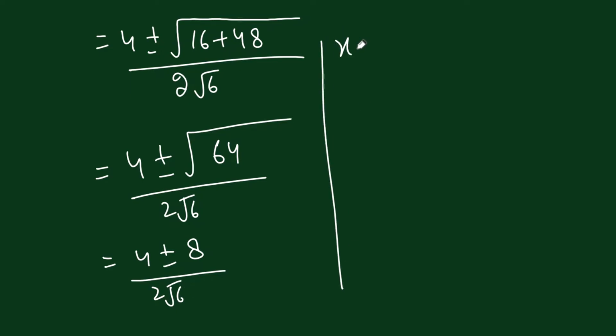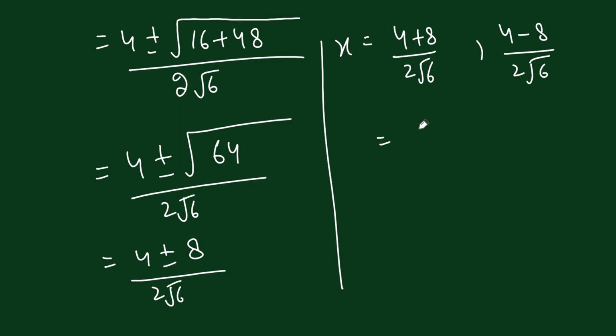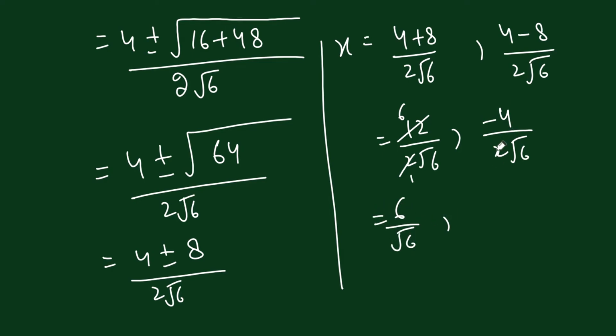Now from here onwards, as you know, we'll write 4 plus 8 by 2 root 6 or 4 minus 8 by 2 root 6. That's 4 plus 8, 12 by 2 root 6. This will be minus 4 by 2 root 6. Since it's 2 into root 6, there is no plus or minus in between, so we can cancel the 2s. 2 sixes are 12, so it's 6 by root 6, and this will come to 1. 2 twos are 4, so minus 2 by root 6. You can rationalize it if you remember how to do rationalization.